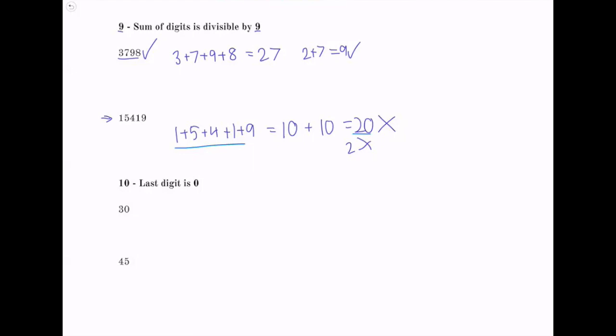But another method, just like earlier, if it's larger than 20, then you can do the sum of digits again. 2 plus 0 is 2, and this also doesn't work. And 10 is pretty easy: if the last digit is 0, then it's divisible by 10. That's it. That's a pretty easy trick. There are a couple more, but later. So then everybody, any questions on 9 or 10?